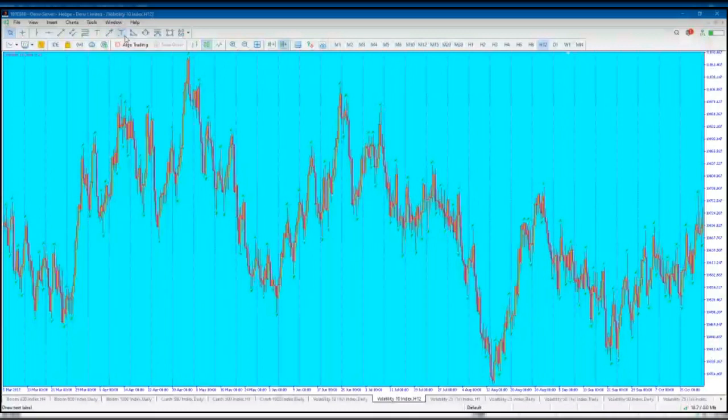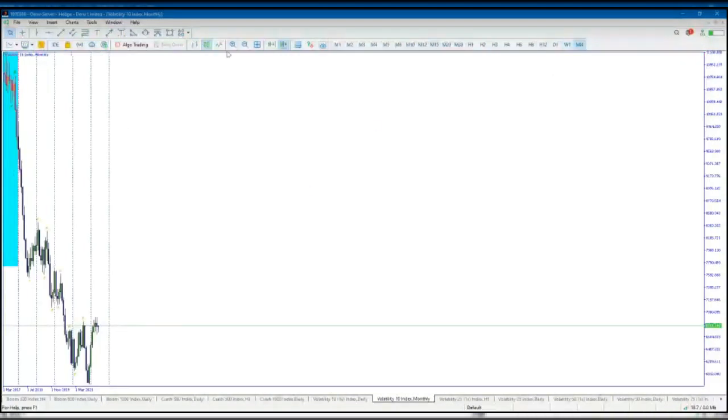Okay, remember we have the microstructure and we have the macro structure. The macro structure is the structure that is forming on higher time frames. So what do I mean by macro structure? This is a macro structure. What we are seeing here is a macro structure.